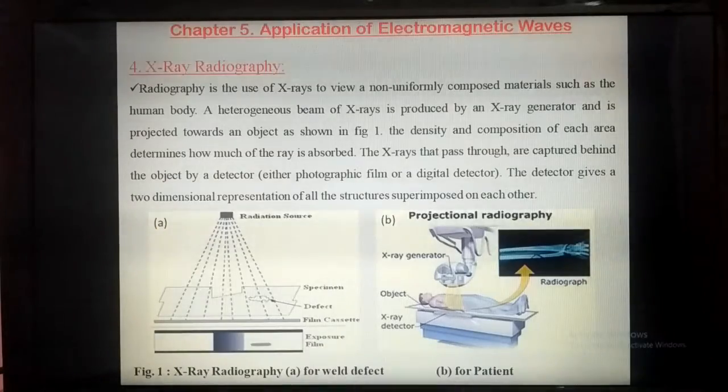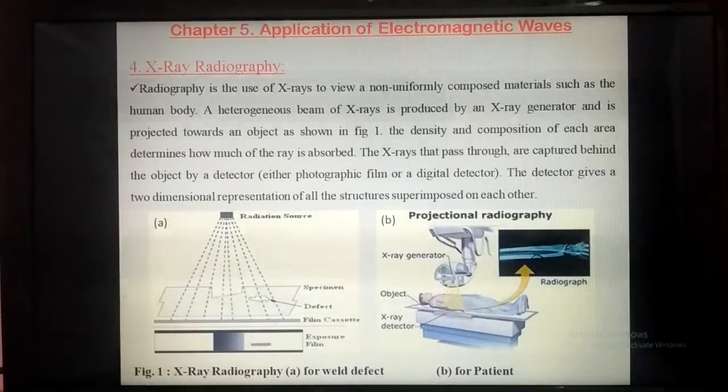A heterogeneous beam of X-rays is produced by an X-ray generator and is projected towards the object, as shown in figure 1. These are the two figures. The first one is the radiation source used for welding, and the second one is for medical use. The density and composition of each area determines how much of the rays is absorbed. The X-rays that pass through are captured behind the object by a detector, either photographic film or a digital detector.